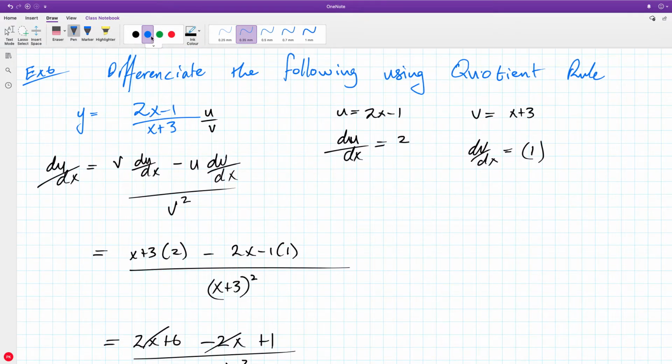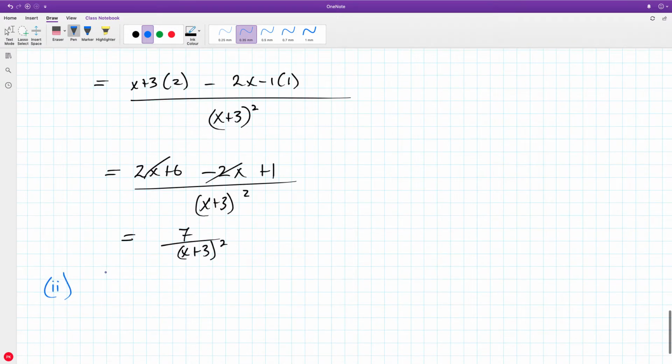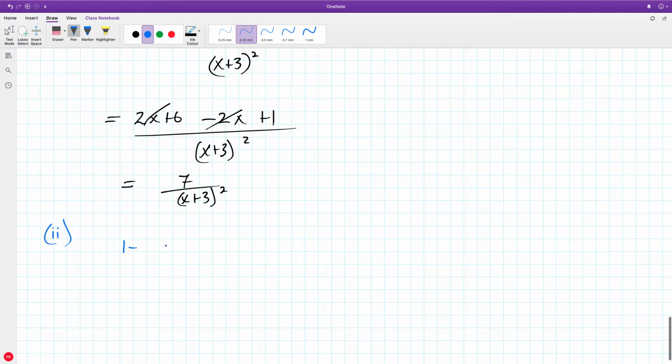Right, have a go at this one. 1 minus x over 2x minus x squared.